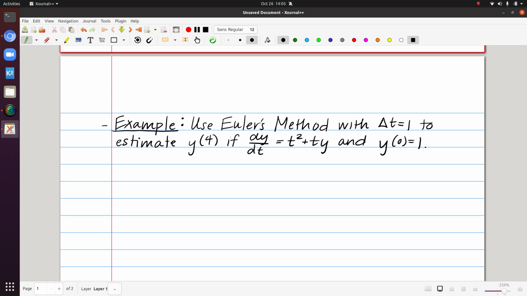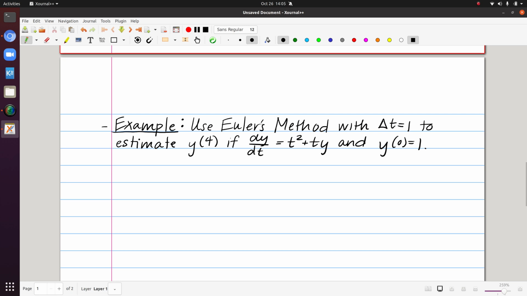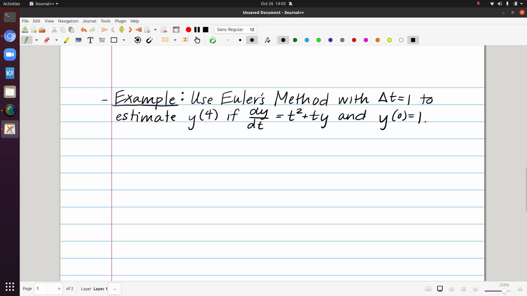And the other thing that I wanted to make sure is clear is that we can still use this technique even when the derivative depends on both the independent and the dependent variable. In our previous example, it only was expressed as a function of the independent variable. So here I want to use Euler's method. My delta t is 1. My initial condition is y of 0 is equal to 1. And dy dt is defined to be t squared plus ty.